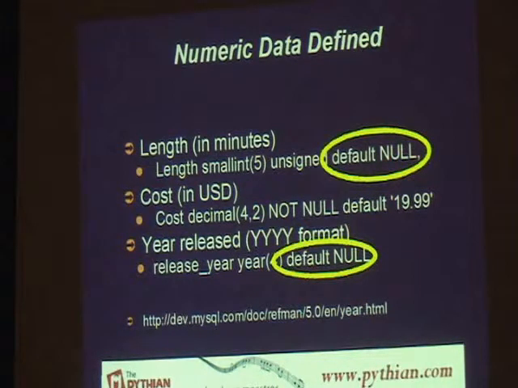Now you'll also notice, which I didn't circle, that it's unsigned. That means there's no sign. What's a sign? A negative, right? You're never going to have a negative length, right?